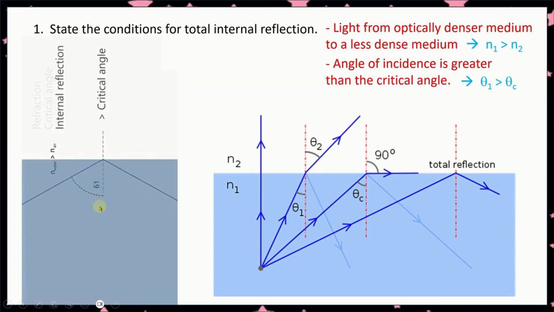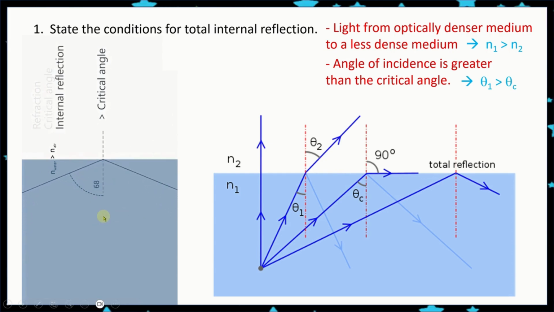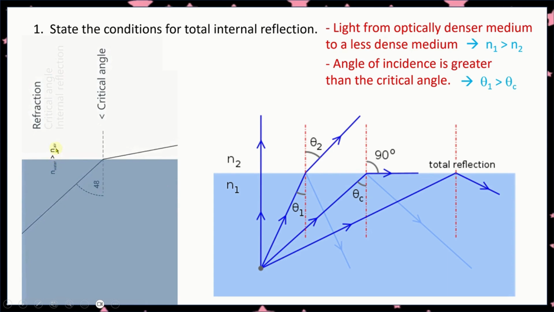Okay, you can see the animation here. An example of a critical angle is 49 degrees. This is the critical angle for this situation, where N1 is larger. This is an example for N water and N air. Okay, next we go to question 2.